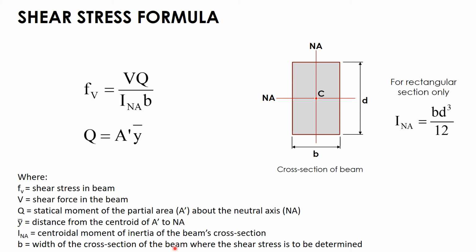And then B, again, is the width of the cross-section of the beam where the shear stress is to be determined. So, kung rectangular naman ang cross-section, so kahit saan dito, ang magiging value ng B ay equivalent to the width of the section. Kasi pare-parehas naman yan along the depth of the beam.